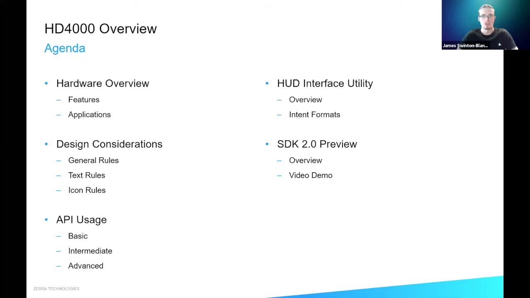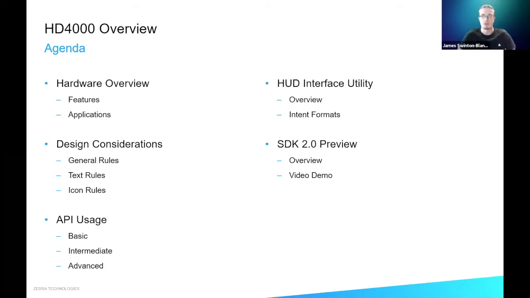So we'll go through the features and then we'll talk about some potential applications that you can use the HD4000 in. Then we'll move on to some high-level design considerations, so the things that you need to bear in mind when you're developing applications, and specifically the screens to display on the HD4000. And then we'll talk about some text rules and some icon rules specifically as well. Then once we've got a high-level understanding of the hardware itself and the things we need to bear in mind when we're developing screens for the HD4000, we can actually get into the API usage.